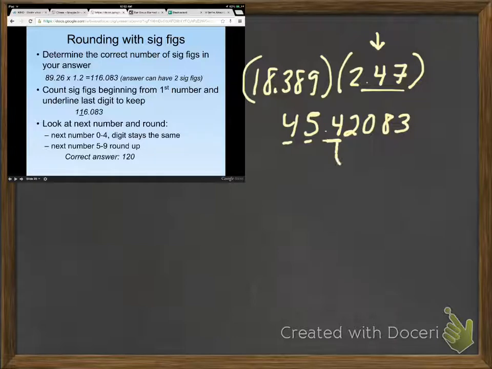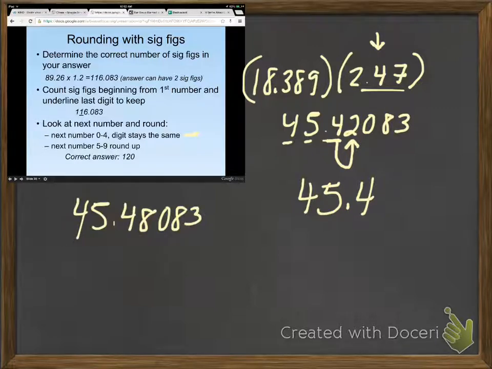You're rounding this 4 based on the number that comes only after it. So you can't consider anything that's beyond that. The recorded answer for this will be 45.4. If you look at the next number and it's between 0 and 4, it stays the same. If it's between 5 and 9, we round up. Had that number been 45.48083, we would have rounded that up to 45.5 based on the 8. Okay, you got that? Now let's try some weird and tricky rounding with sig figs.